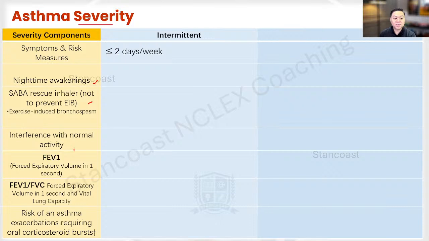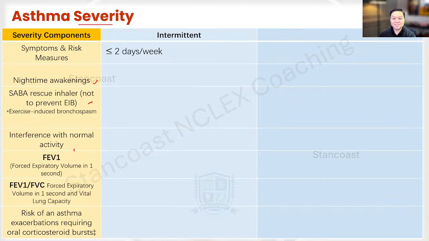And we're also going to talk about the forced expiratory volume of this patient and the different stages or severity. We're also going to talk about the FEV1 and also the FVC, and also the risk of an asthma exacerbation requiring oral corticosteroids. Okay, so we're going to have to start with the intermittent first.